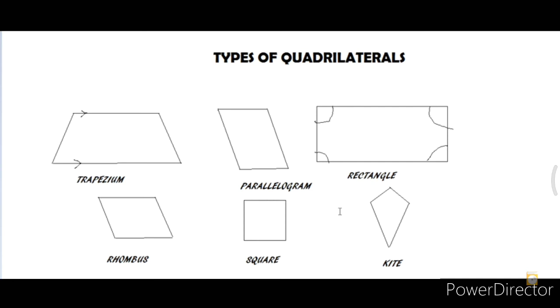Now we come to the last figure, which is a kite. In a kite, the adjacent sides are equal. Not all adjacent sides. Here you see this side is equal to this side, but this is not equal to this side. Similarly, these two sides are equal in length. A kite cannot be called a parallelogram.